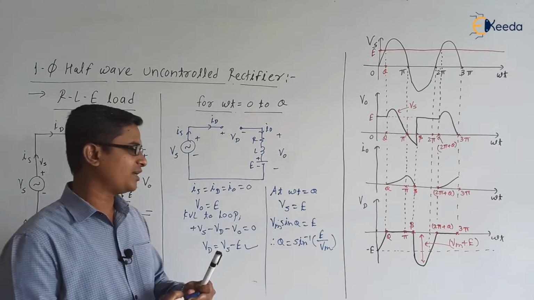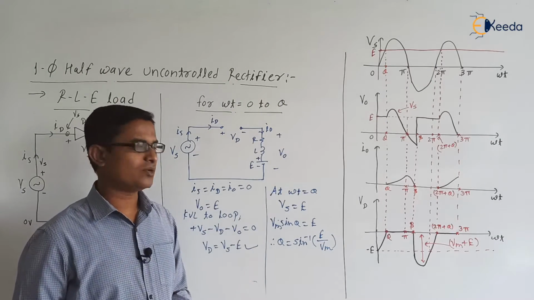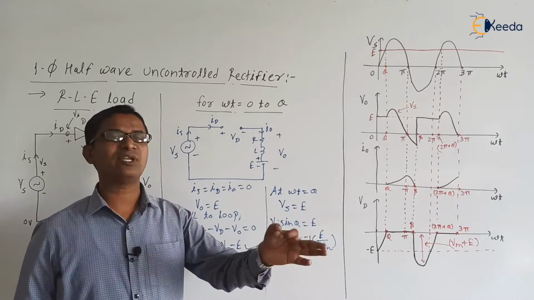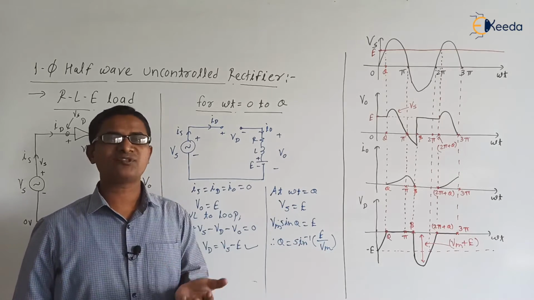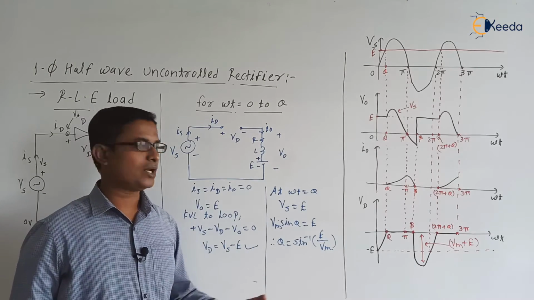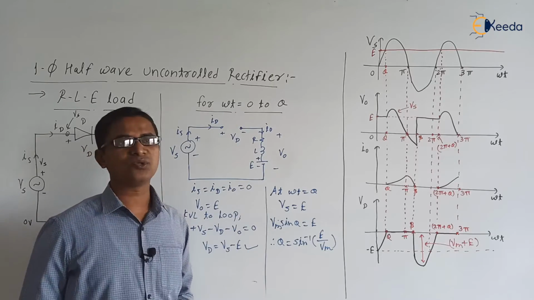In this way we can find theta, from either the maximum value of the supply voltage or the RMS value of the supply voltage. Vm is actually the maximum value of the supply voltage. Given the RMS value of the supply voltage, we can multiply that RMS value with root 2 and we can get Vm. Are you getting the point? So this is from omega t equal to 0 to theta.